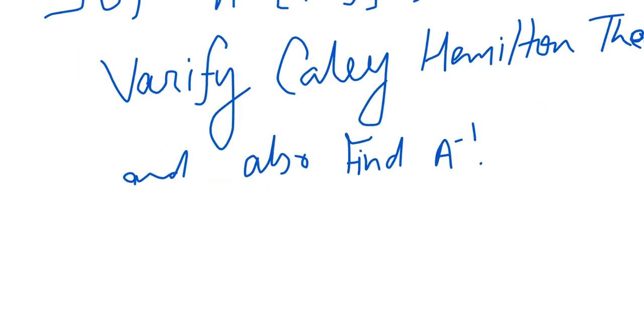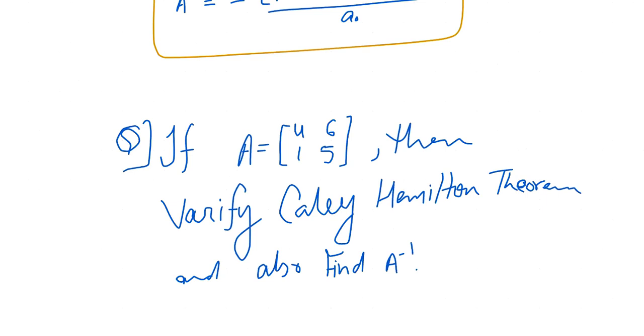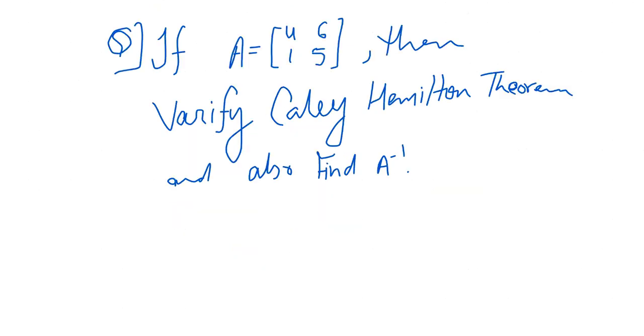So let us do it. First of all, let us find the characteristic equation. Then we will put the value of A over there to verify the Cayley-Hamilton theorem.